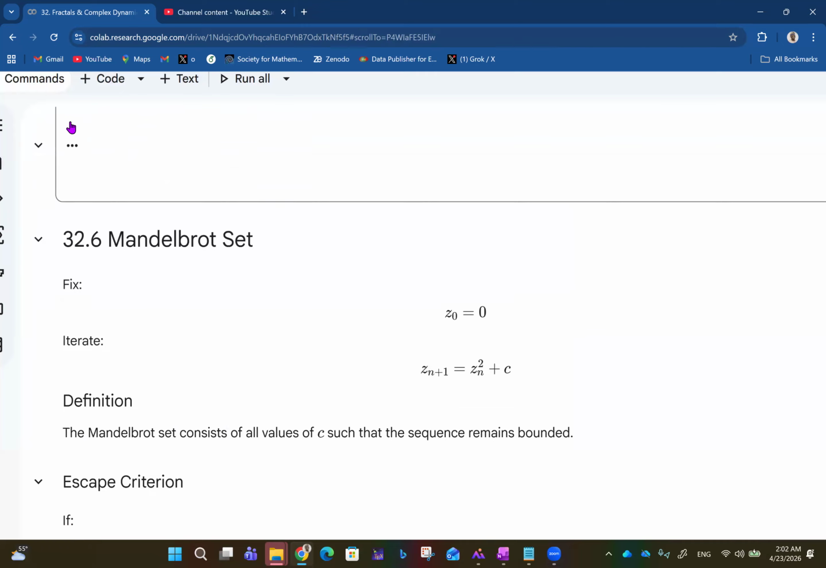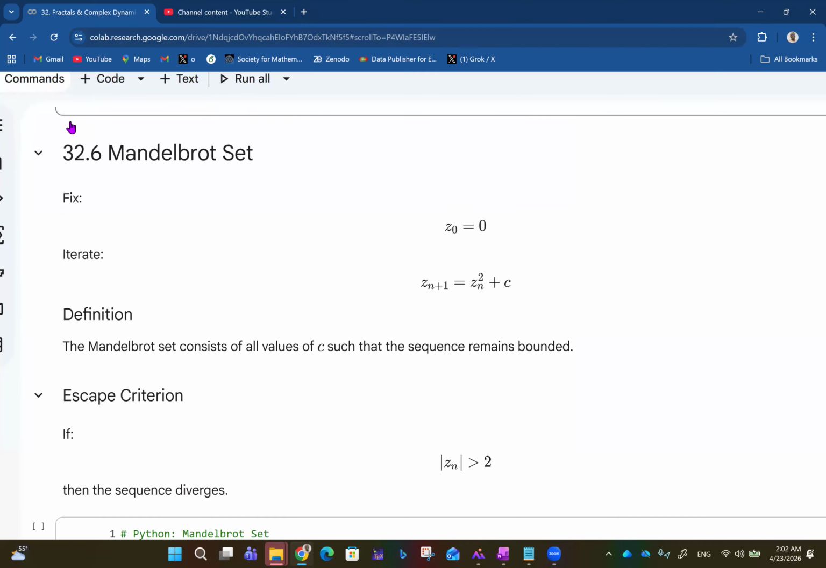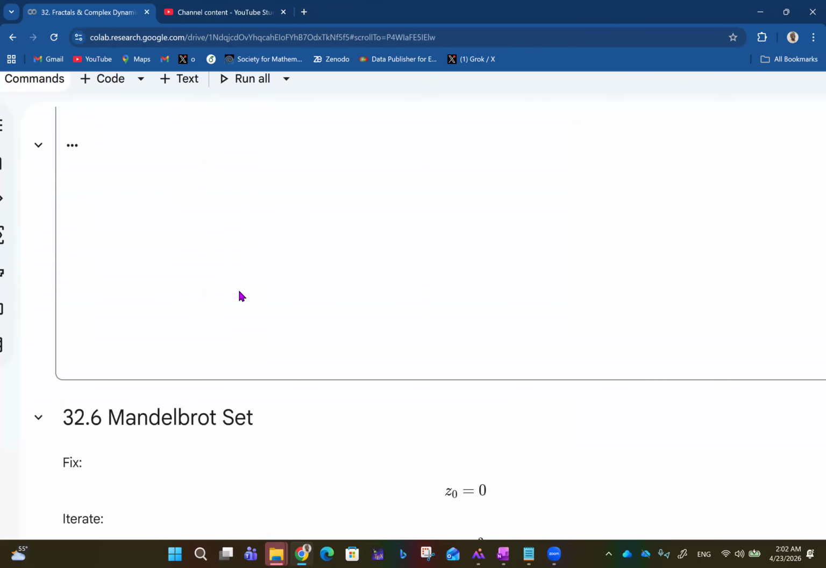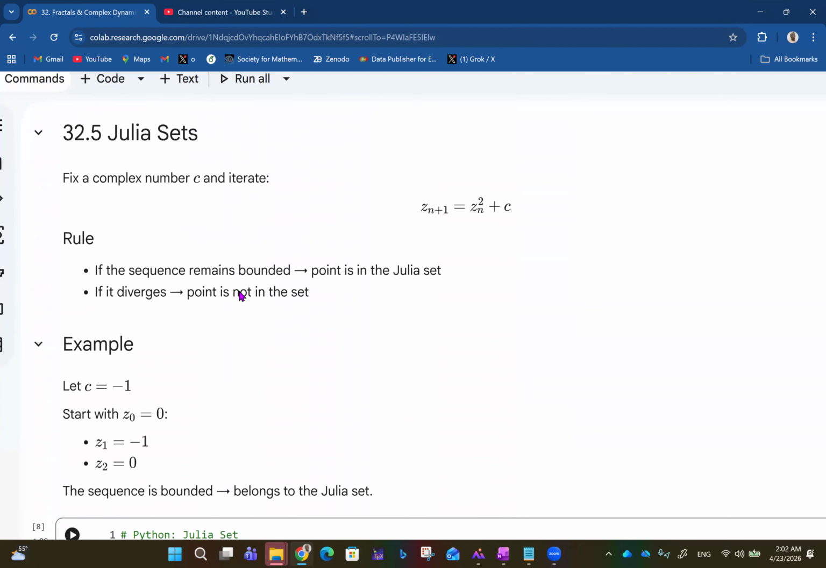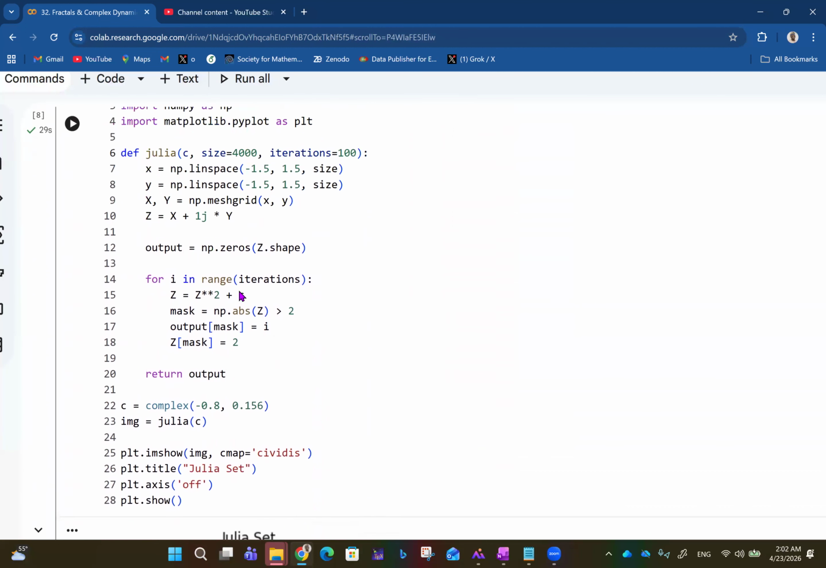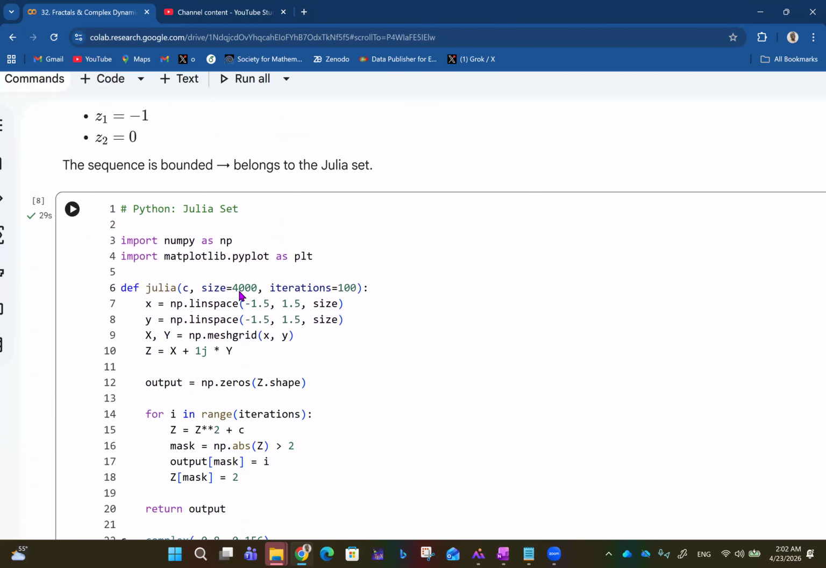Yeah. So here now we have the Mandelbrot set. We fix Z0 to be 0 and then we iterate. The other time, we fixed C to be minus 1, right? So here we now let Z0 be 0 to start things out.